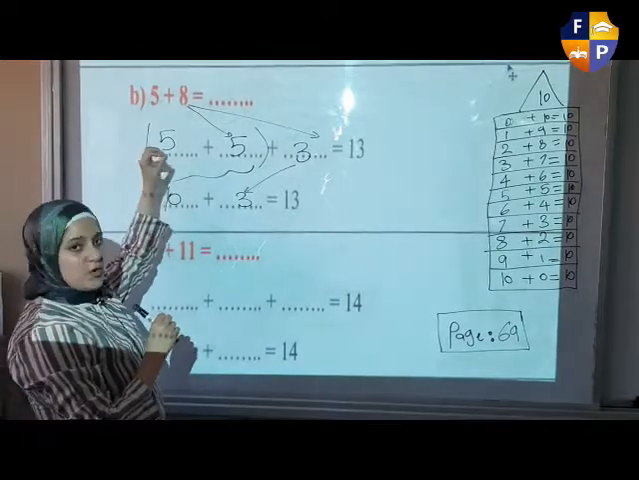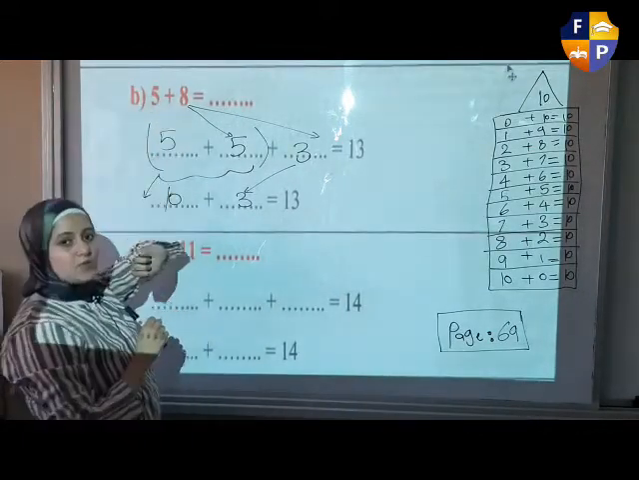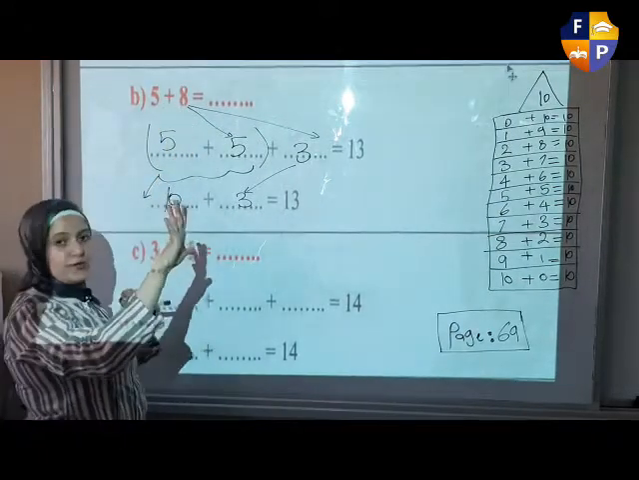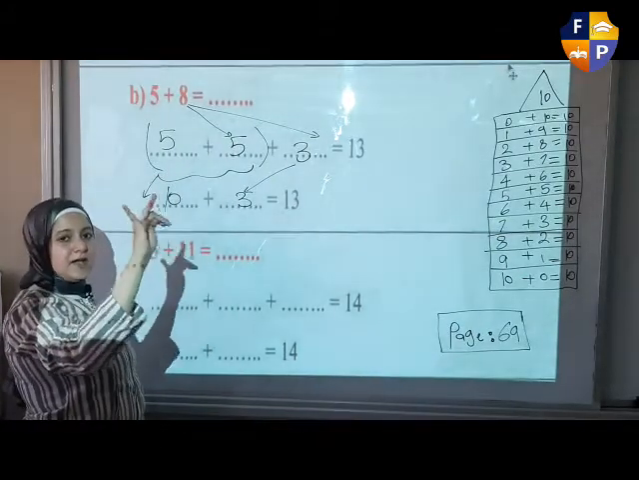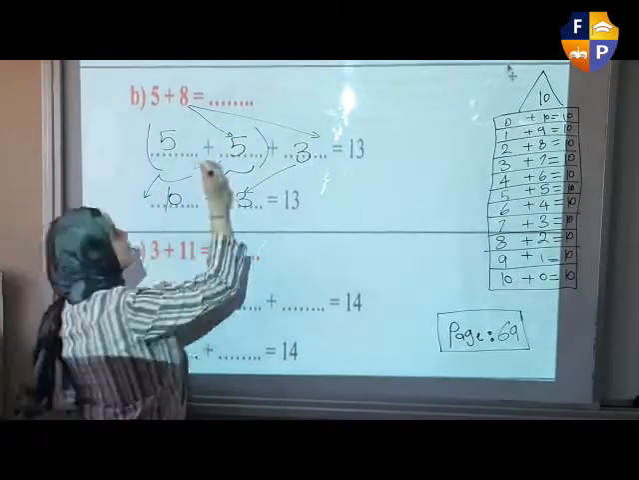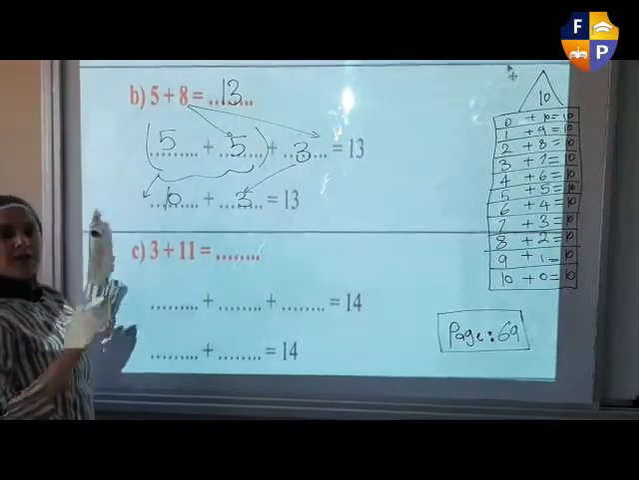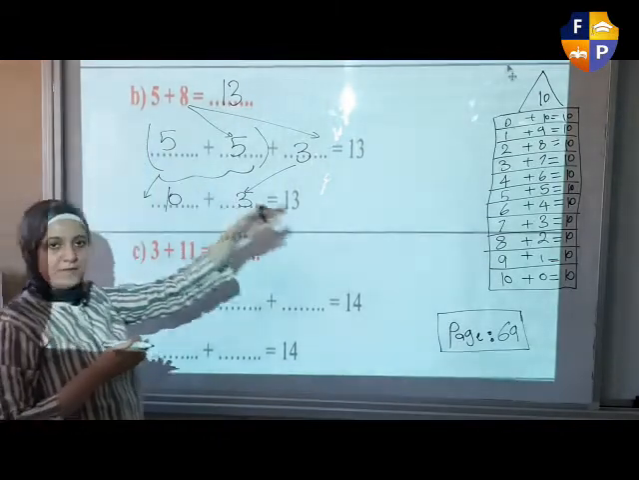To make sure of the first one, 5 plus 8 equals what? 8 is bigger. Put 8 in my mind, put 5 on my fingers. After 8, 9, 10, 11, 12, 13. So the answer is right. It's 13. We used this way to make it easier to solve the problem, and we used the family of 10.